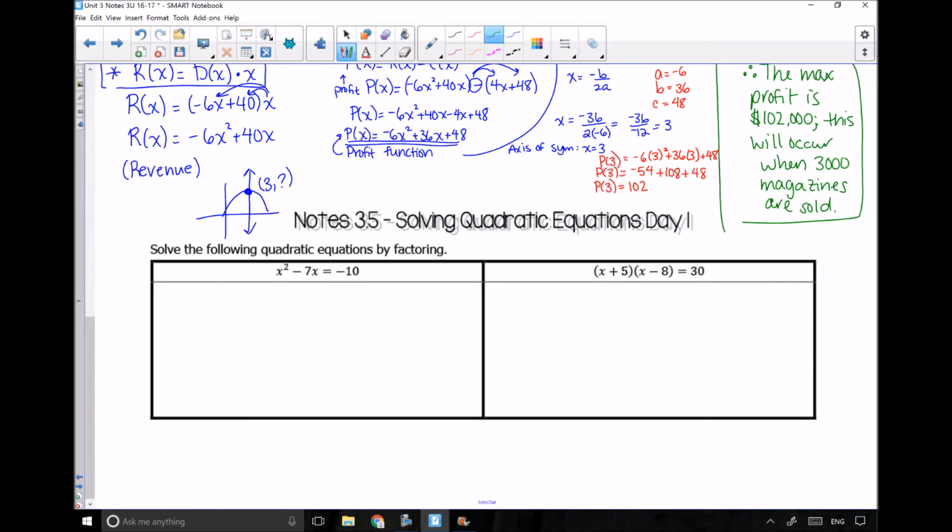Right, notes 3.5 on solving quadratic equations. This is the first day of this set of notes. And before we actually attack these problems, there are a couple things that I want to make sure you guys truly understand, okay? If I tell you that A times B equals 0, then I can conclude that either A equals 0 or B equals 0, okay?